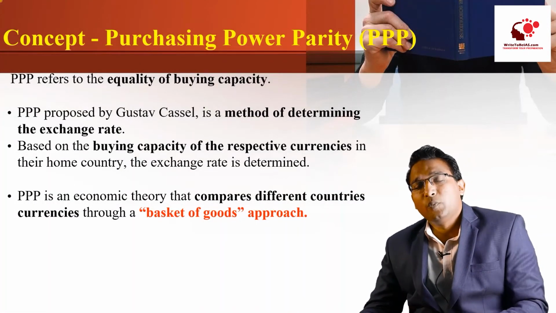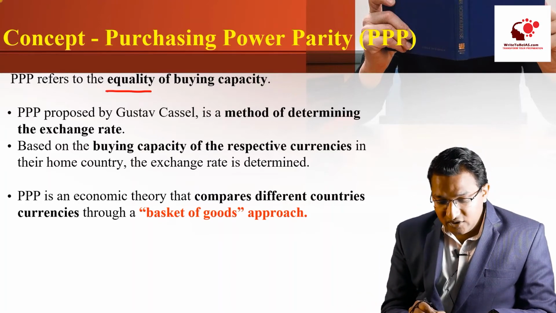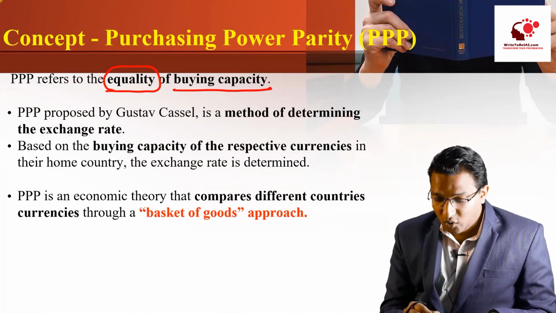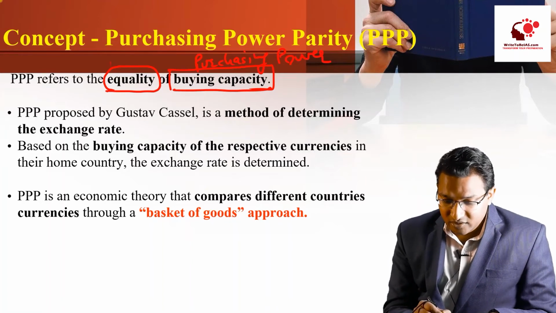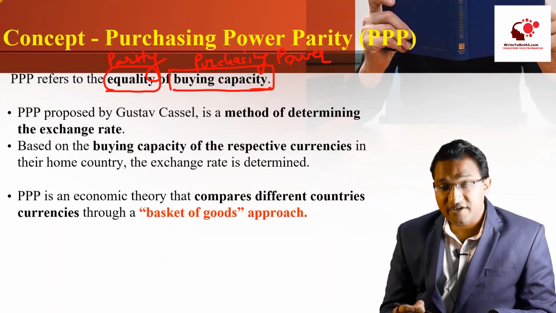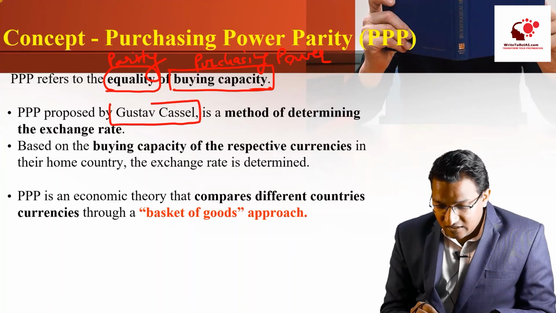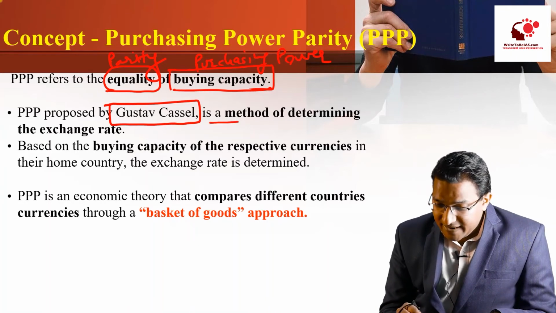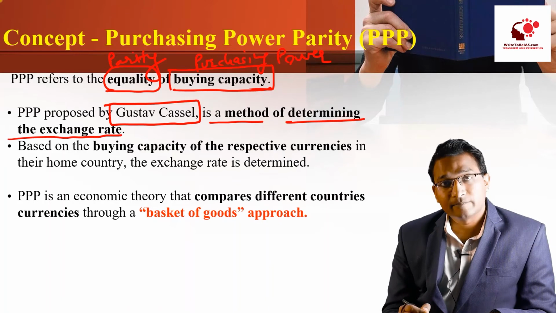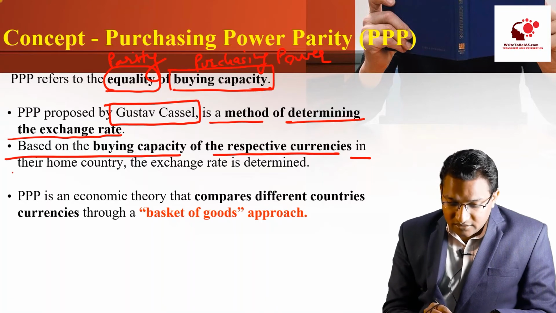A little more theory to make things more clear to you. So PPP refers to the equality of buying capacity, right? So we are always talking about the buying capacity or the purchasing power. Buying capacity means purchasing power and equality means parity, right? PPP was proposed by Gustav Cassel. This is the name of the person who proposed this, and it is a method of determining the exchange rate based on the buying capacity of the respective currencies in their home country.